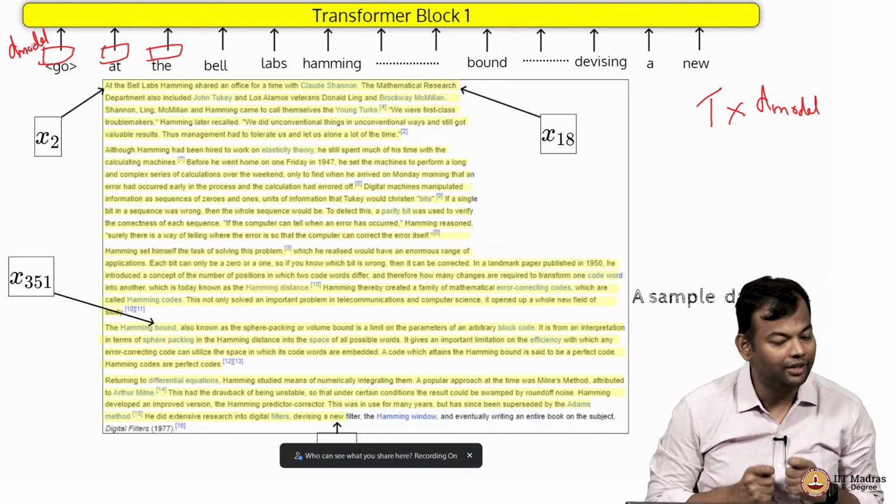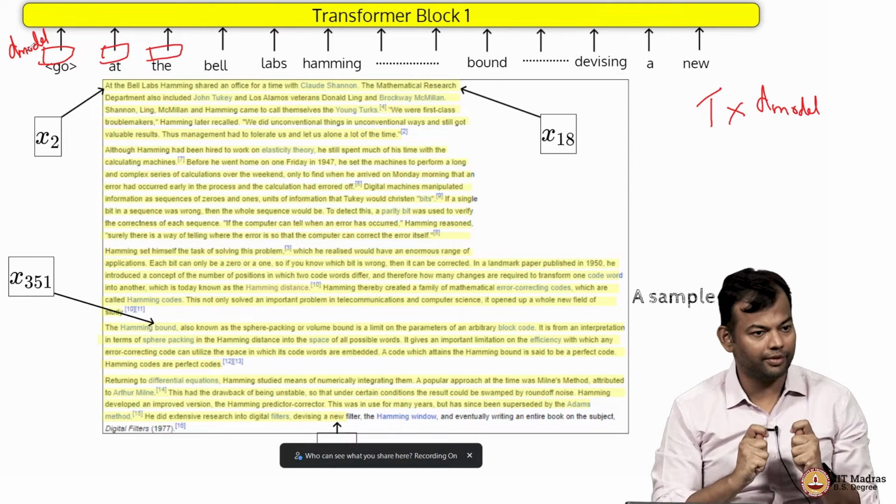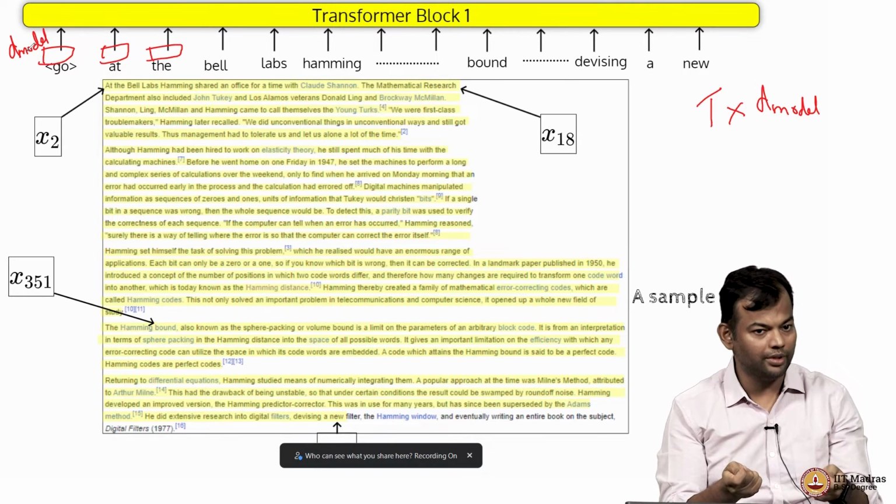So this is what one training batch looks like, right? I have a batch of say 512 tokens, okay.